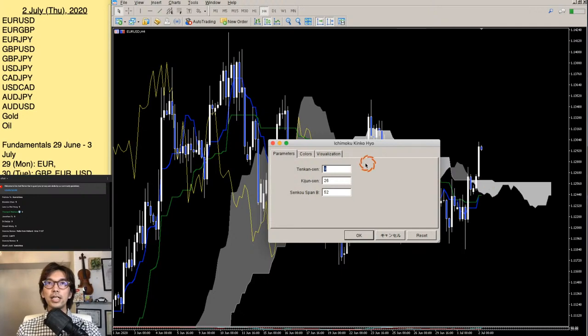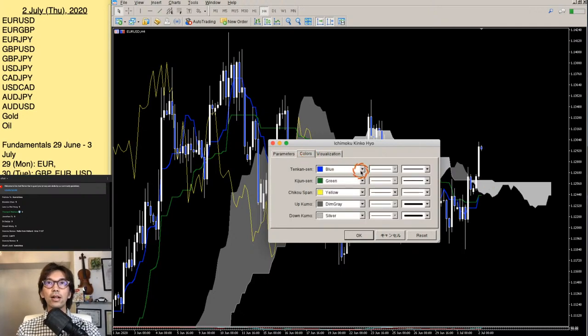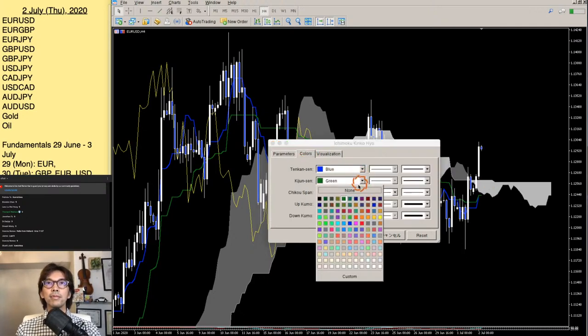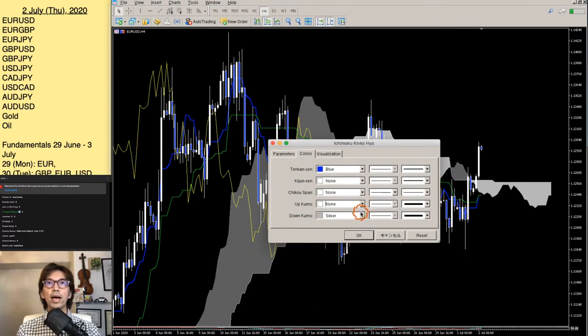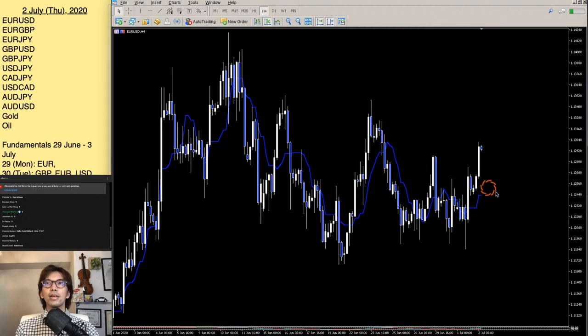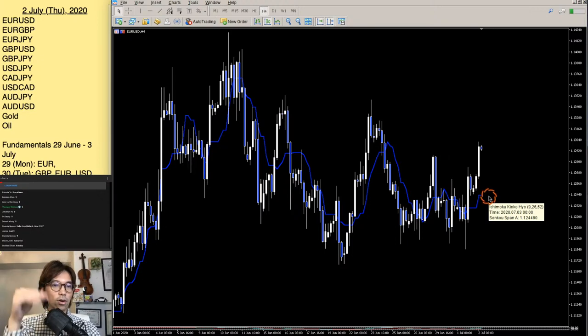So here is Ichimoku, and let me take out all these other lines. Kijun sen, Chikou span, and Kumo, I just take them out, and I put only this Tenkan sen, the blue line. Tenkan sen takes the highest price and the lowest price for the last 9 candles. Currently the price is here.